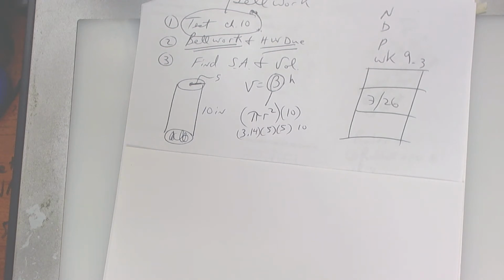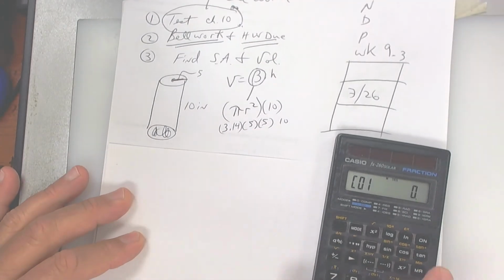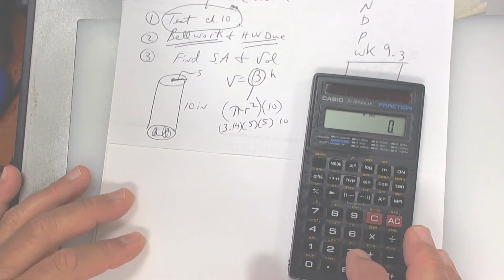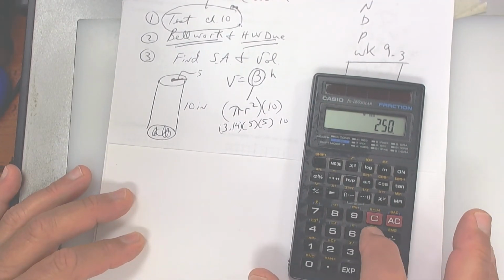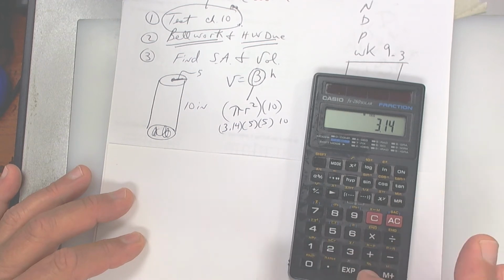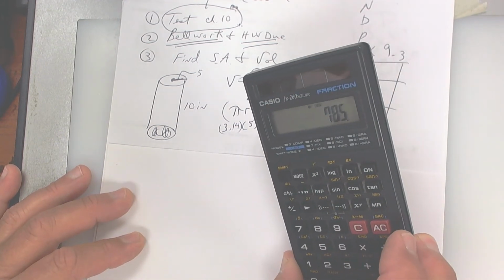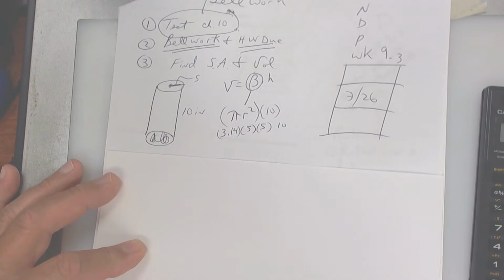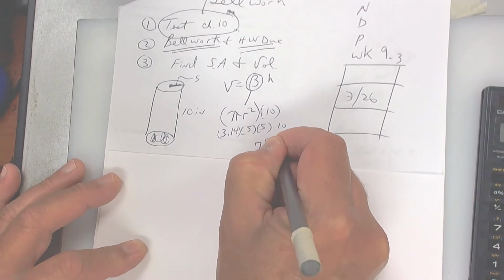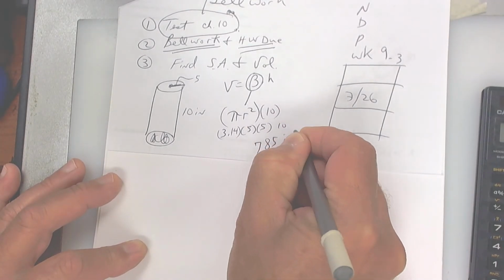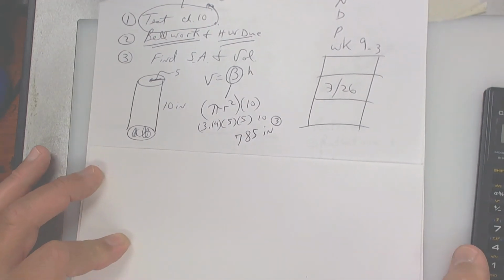All right. So on this one right here, multiply that out, see what you get, and I'll catch up with you. All right, so let's try it. 5 times 5 is 25 times 10 is 250. So 250 times 3.14, I get 785. And this is volume, so it's 785 square inches. Actually, it's cubic because it's volume.